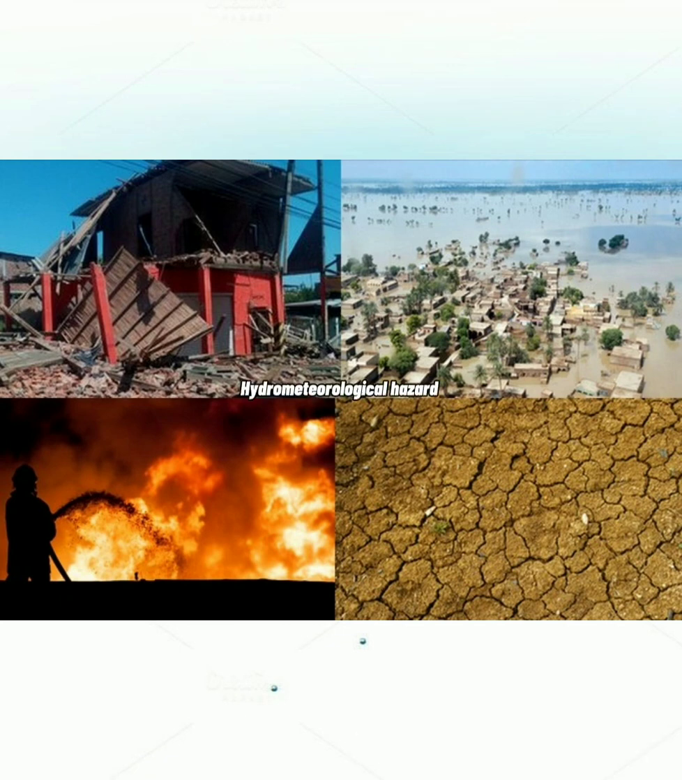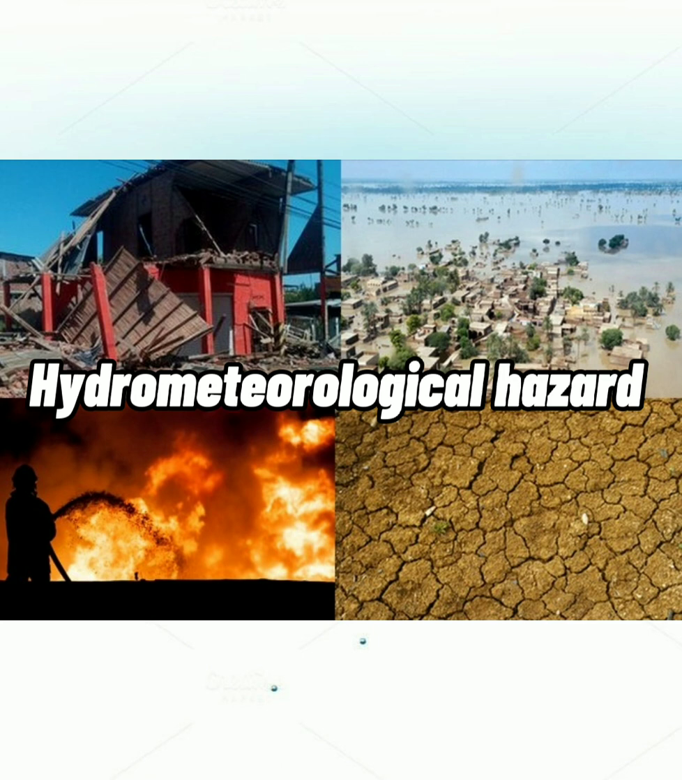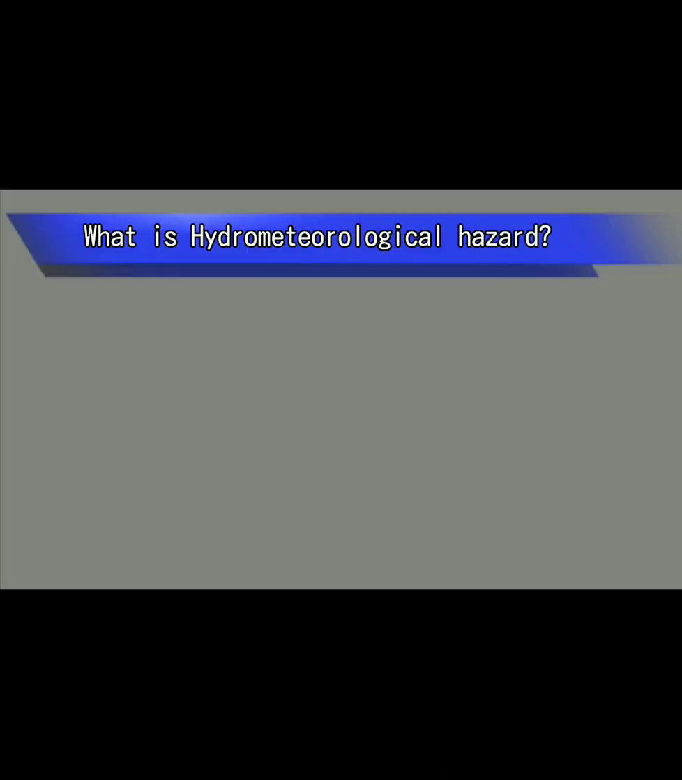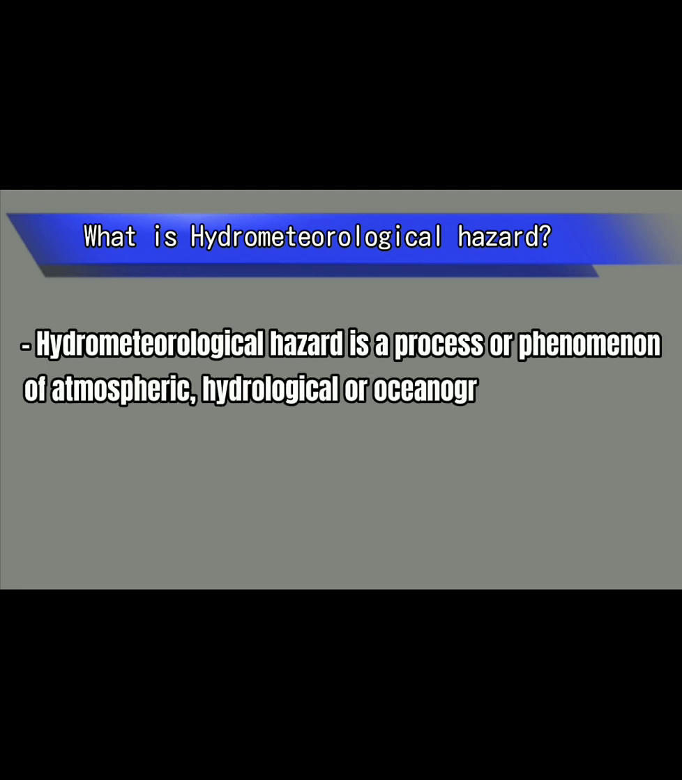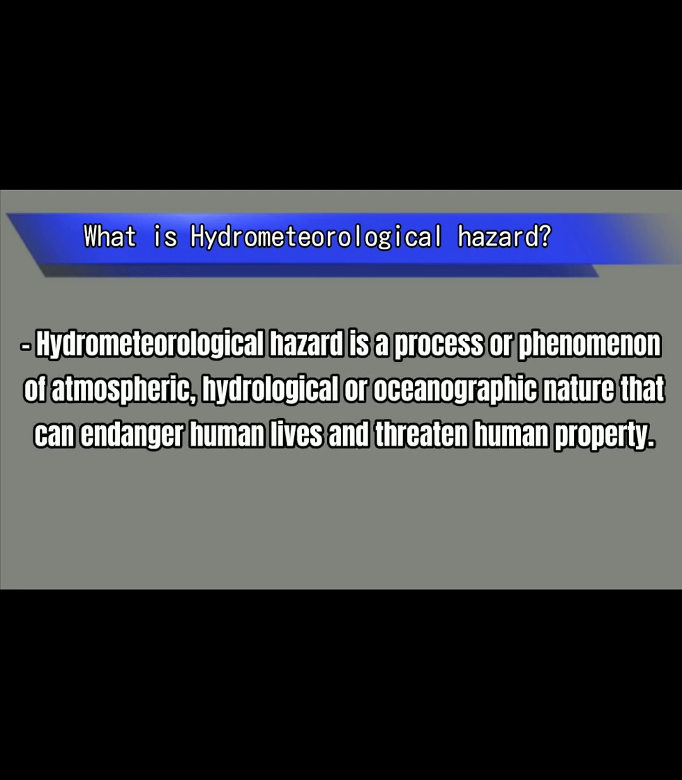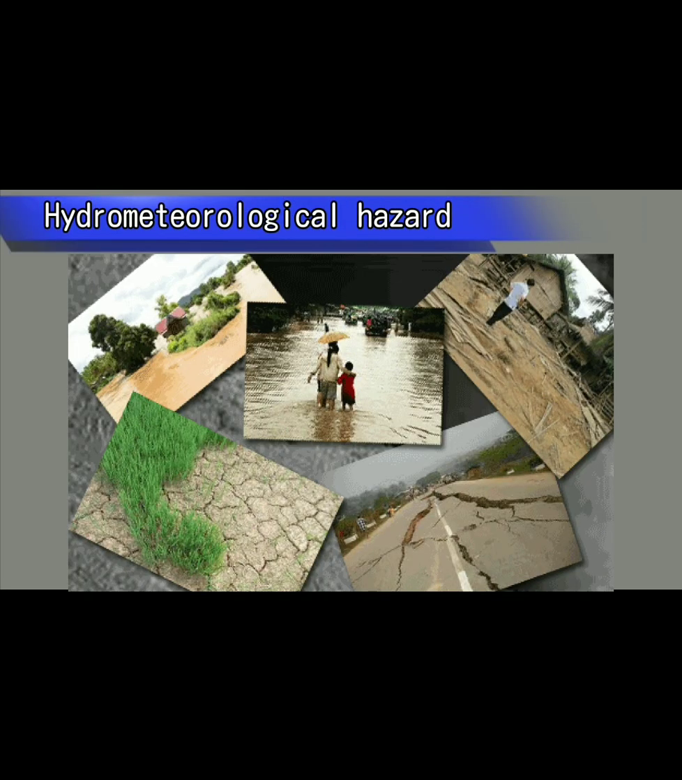So let's talk about hydrometeorological hazard. So what is hydrometeorological hazard? Hydrometeorological hazard is a process or phenomenon of atmospheric, hydrological, or oceanographic nature that can endanger human lives and threaten human property. So hydrometeorology is a branch of meteorology and hydrology that studies the transfer of water and energy between the land surface and the lower atmosphere.